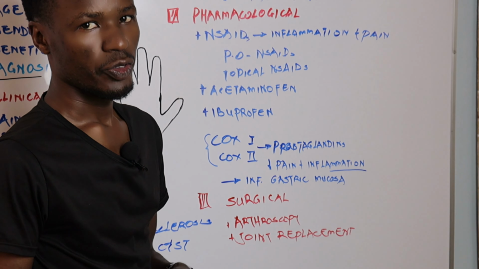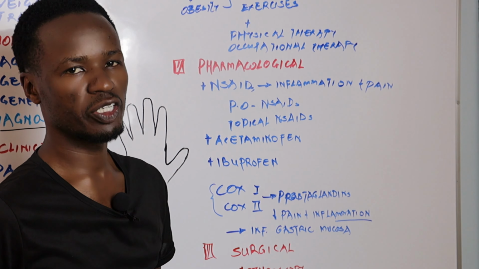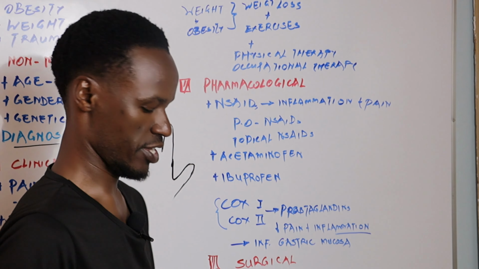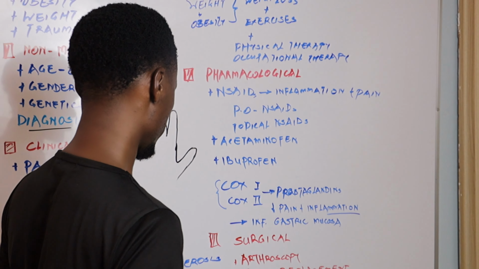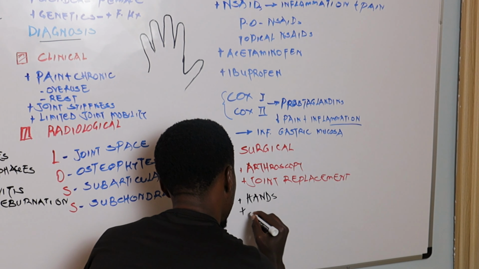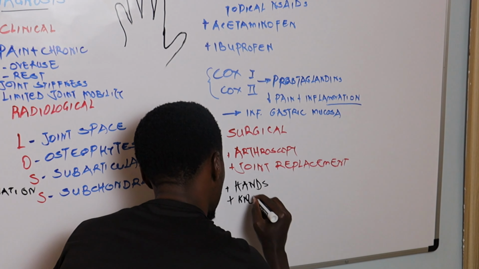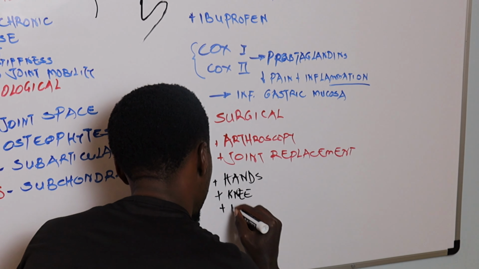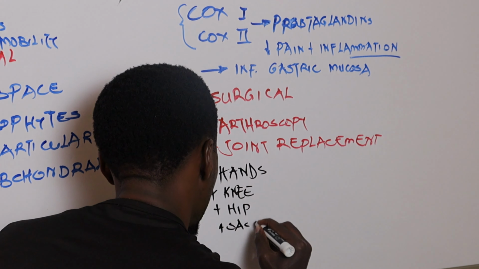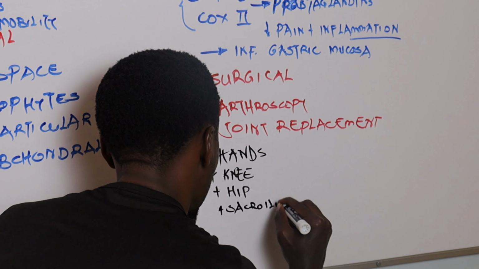So, will it be necessary if we talked about which are the most targeted joints when it comes to osteoarthritis? Yes. These joints are of the hands, the knee joint, the hip joint, not forgetting the sacroiliac joint.